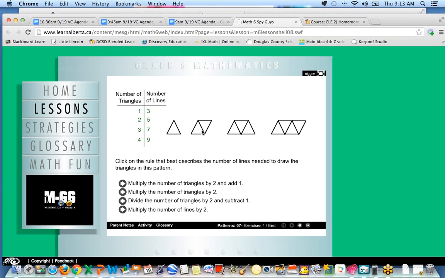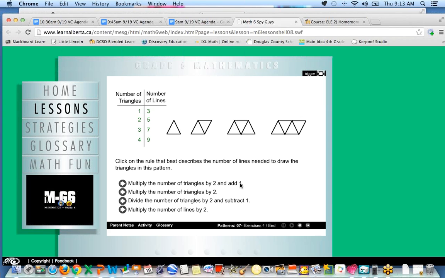Take a look at the next figure. For 2 triangles, the number of lines that you would need is 5. Okay, so start thinking about a pattern so far. And then if you move to 3 triangles, the number of lines you would need is 7. If you move to 4 triangles, you only need 9 lines. So let's go ahead and read our choices and see which one would make the most sense.